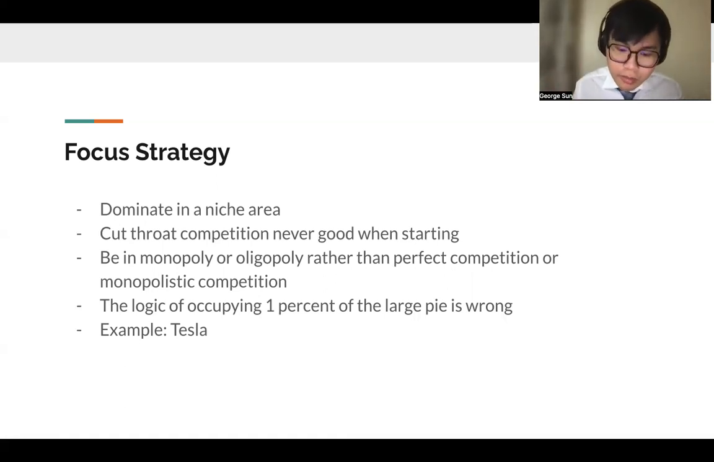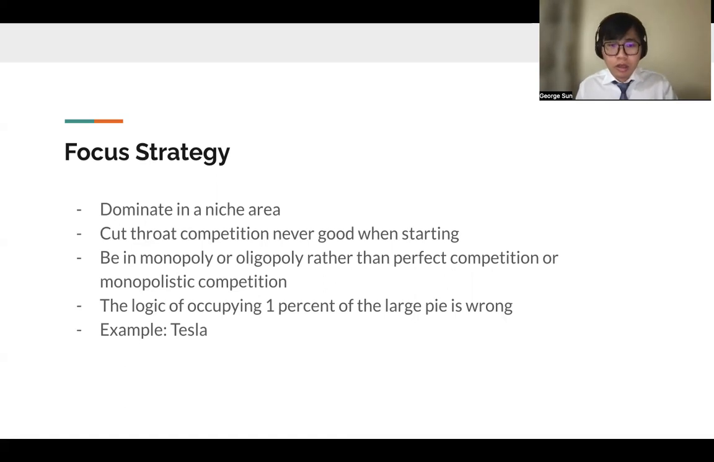Perfect competition means there is almost infinite competition in that field, and there's no product differentiation. Monopolistic competition means there are product differentiations.